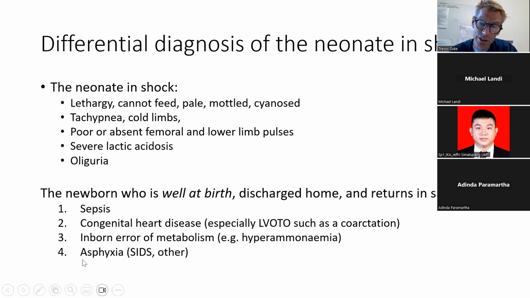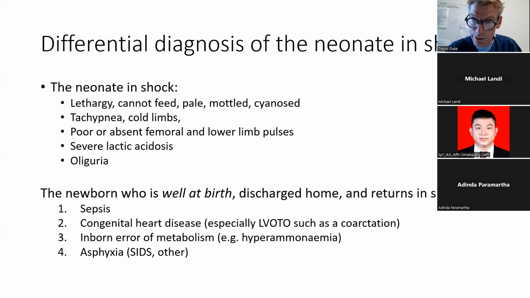And the fourth one is, the baby's gone home and for some reason has had some asphyxial event, like a sudden unexpected death in infancy, or they presented with a near miss SIDS where they've been asphyxiated, or they've had poor sleeping arrangements, and they've had a lack of oxygen during sleep. So that sort of SIDS presentation is very similar to this. But if you see a baby who falls into this category, think of sepsis.